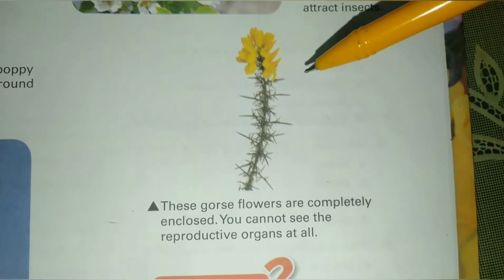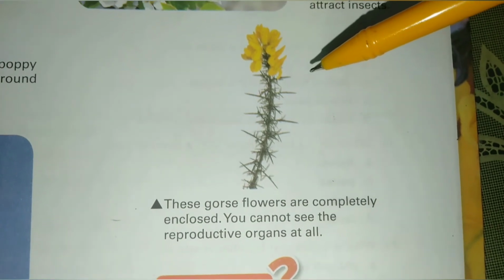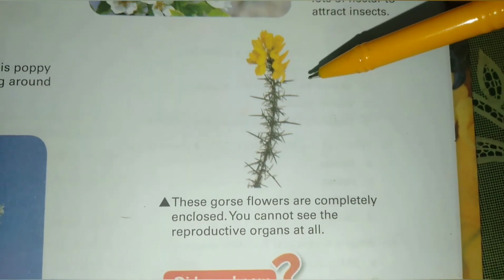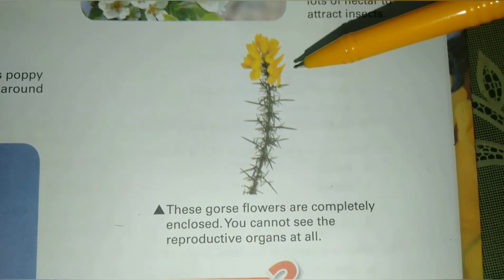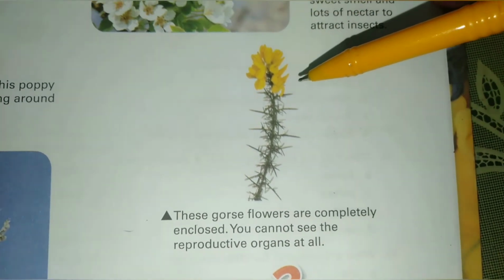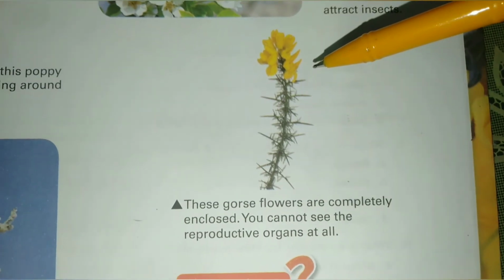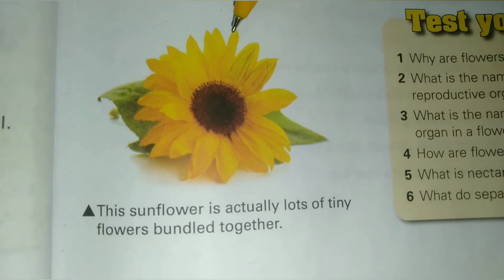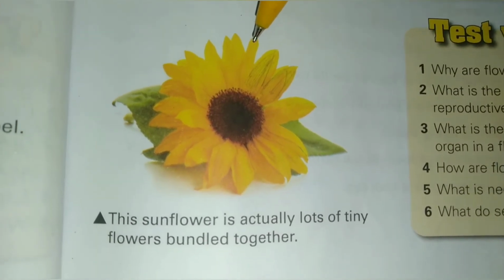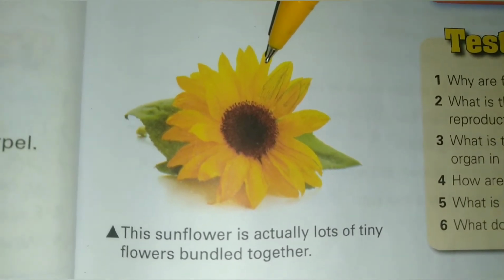These are the flowers of grass plants, and we can see that they are enclosed. We cannot see their male and female reproductive organs, and this is the adaptation for self-pollination. But a sunflower is not a single flower. Sunflower is actually a lot of tiny flowers that are bundled together.